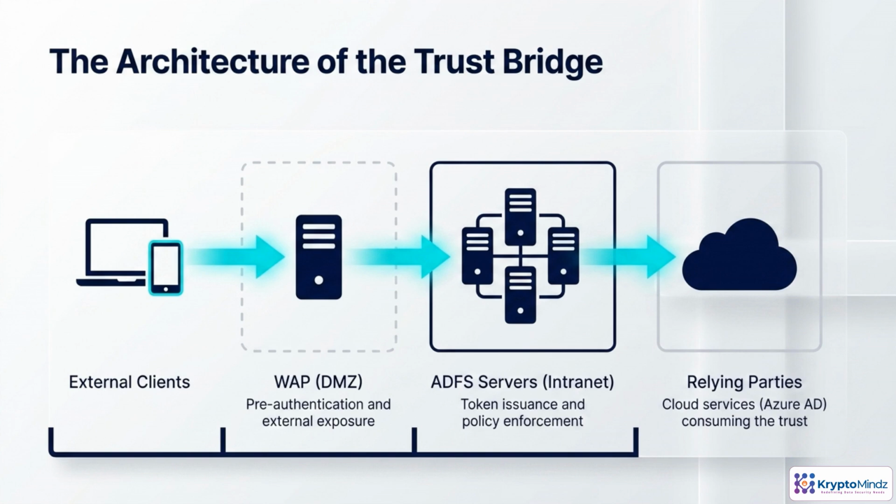Think of this architecture as a trust bridge between your users and cloud services like Azure AD. External clients never talk directly to your ADFS farm. They first hit a web application proxy in the DMZ, which terminates TLS, performs initial validation, and shields your internal services. The proxy then forwards only legitimate traffic to ADFS, where authentication happens and tokens are issued according to your policies. Those tokens are consumed by relying parties, which accept them because they trust your ADFS signing certificates.